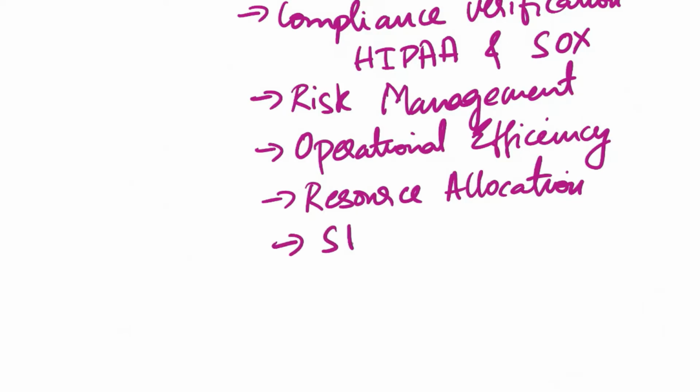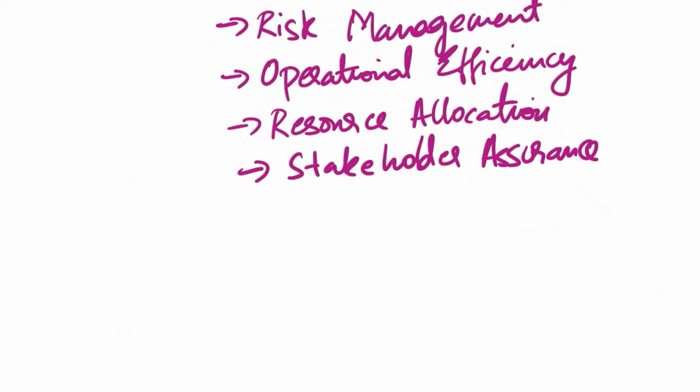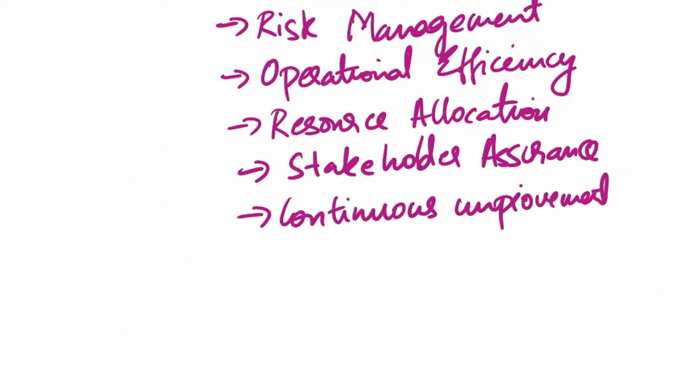Next is stakeholder assurance. For stakeholders such as customers, investors, and regulators, IT audits provide assurance that an organization's IT systems and controls are robust and trustworthy. Next one is continuous improvement. IT audits offer a feedback mechanism for organizations to continuously enhance their IT security, operations, and governance practices.